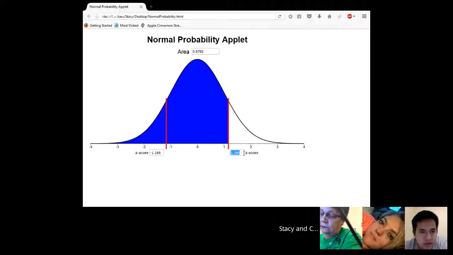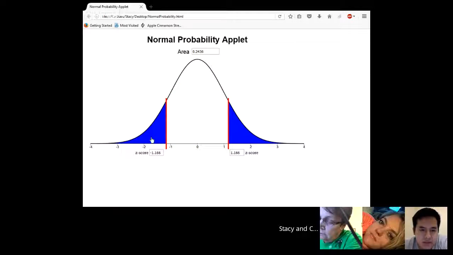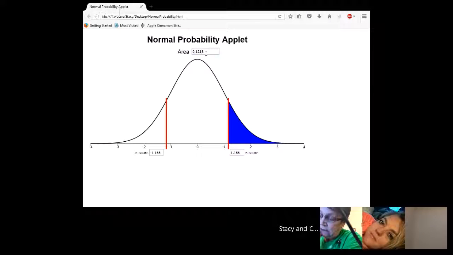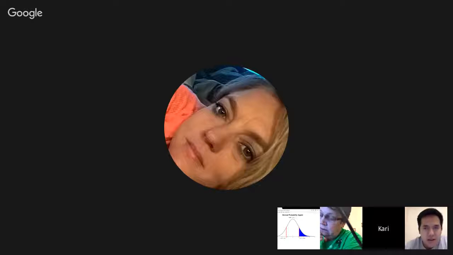So let's see. It'd be 87.8%. Not quite, because it's supposed to be over. Yeah. It was supposed to be over 2,500 meters per second. So I just shaded that area. So 0.1218.